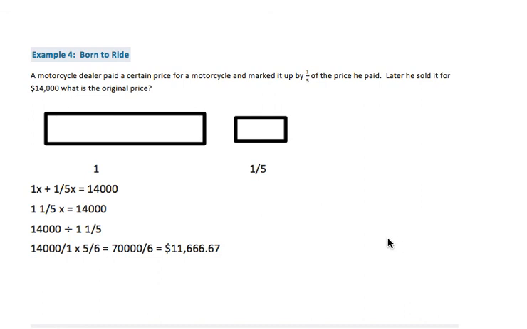So in this lesson, we saw a variety of different ways that we can calculate with fractions and discounts and commissions.